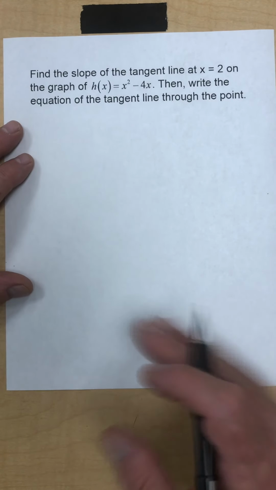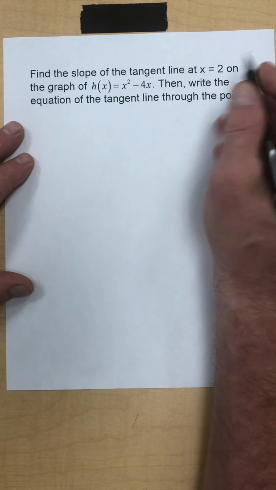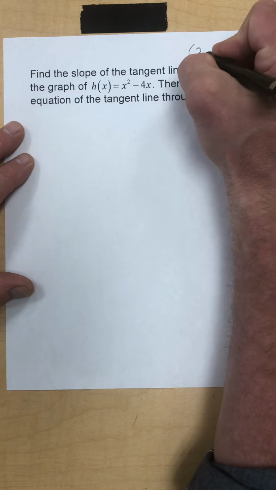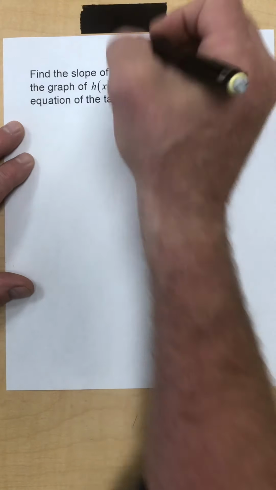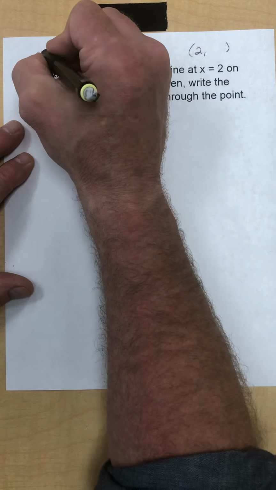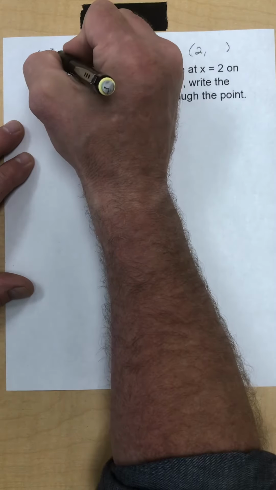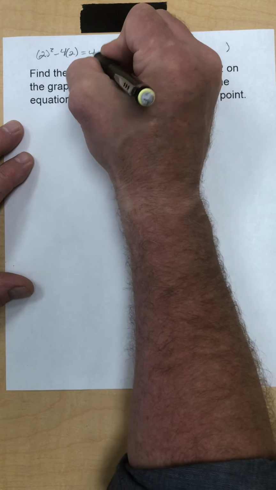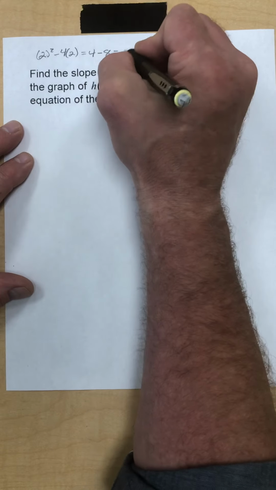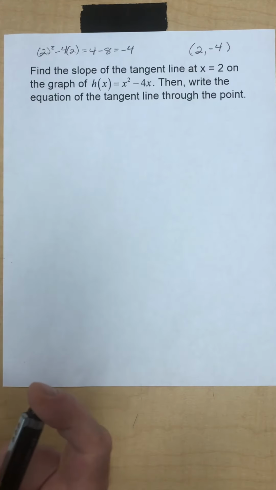Okay, this one's going to be very similar to the last one. It says at x equals 2, so I know I'm going to have a 2, and then I need my y coordinate. If I just go h of 2, I get 2 squared minus 4 times 2. So I get 4 minus 8, which is -4. Okay, so I have that.